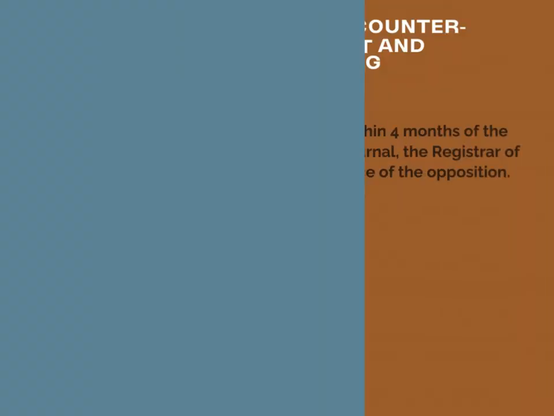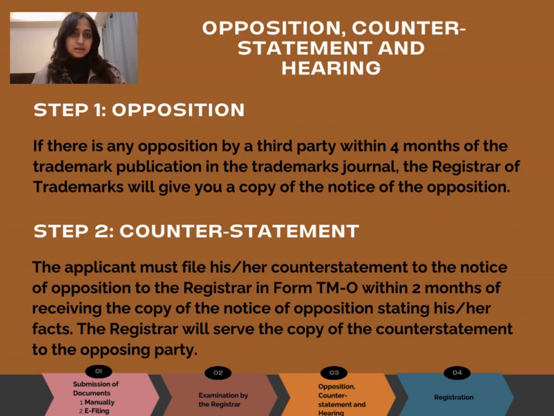The next will be carried on by opposition, counter statement, and hearing. This step is further divided into 3 subsections. First one being opposition. If a third party is opposing the registration of the applicant's trademark within 4 months of the publication of that trademark in the trademark journal, the registrar will have to serve a notice of that opposition to the applicant. Subsection 2, counter statement. After receiving the notice, the applicant will have, within 2 months, to file their counter statement for the opposition that was filed by the third party with the registrar.